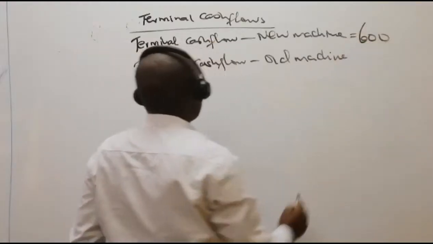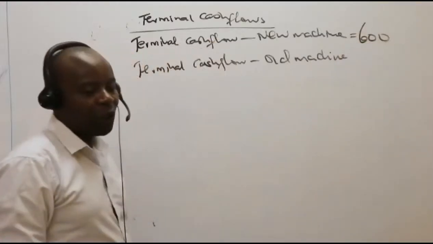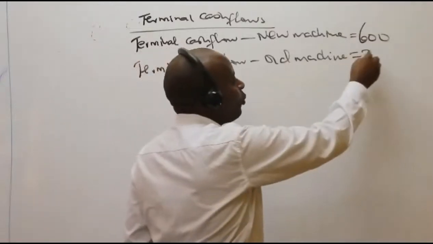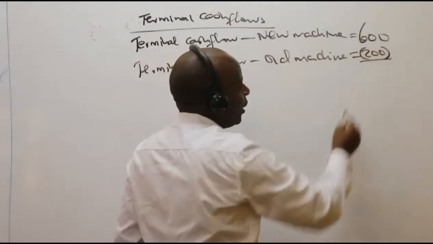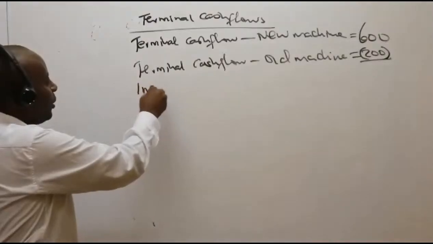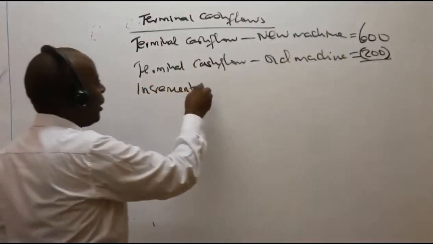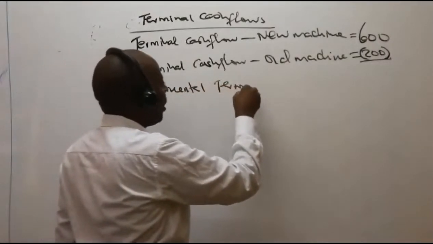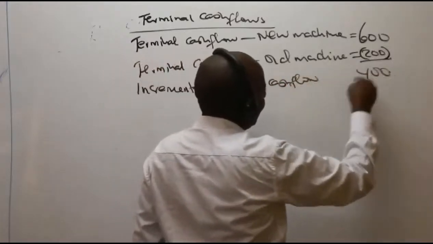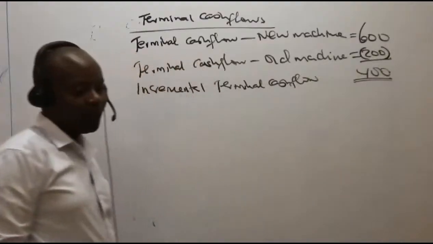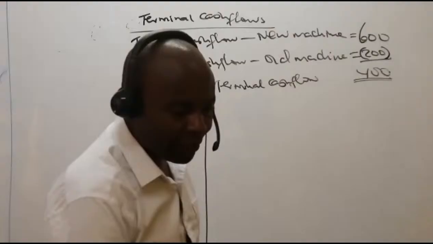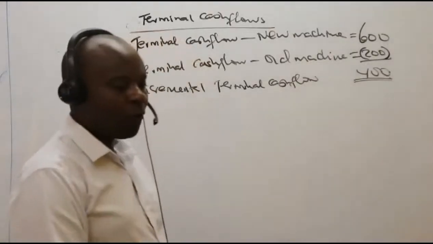How about the terminal cash flow of the old machine, which we'll have to forego? It is 200. So in this case, in short, ladies and gentlemen, our incremental terminal cash flow will be 400. Remember that this is a one-off figure. It's a lump sum figure.